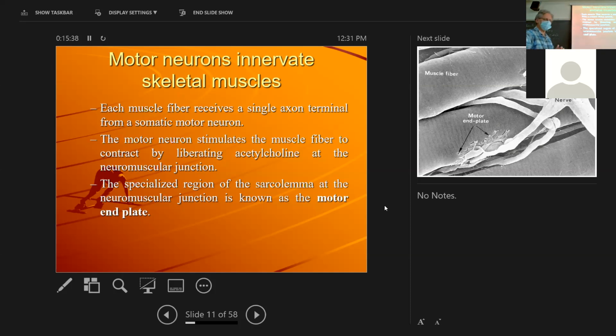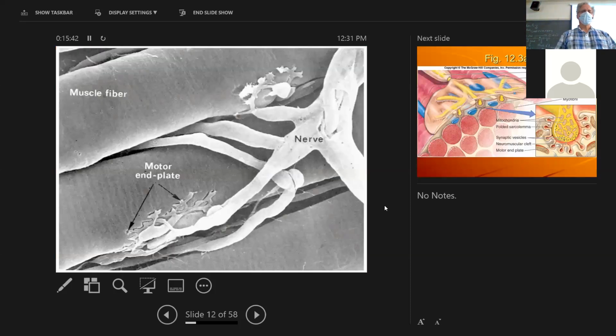Very specialized structure. So here is a very beautiful picture of a motor neuron. You can see the axon is very highly branched. You can also see when it synapses with the muscle cell, the connection essentially digs into the membrane of a muscle cell.